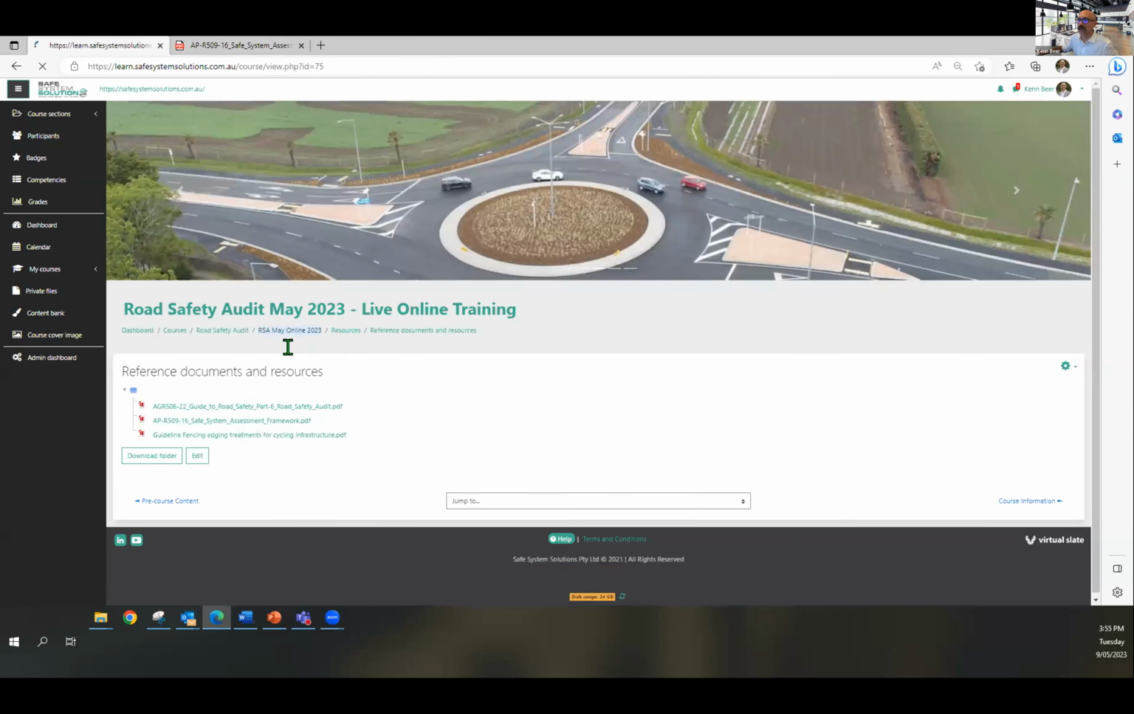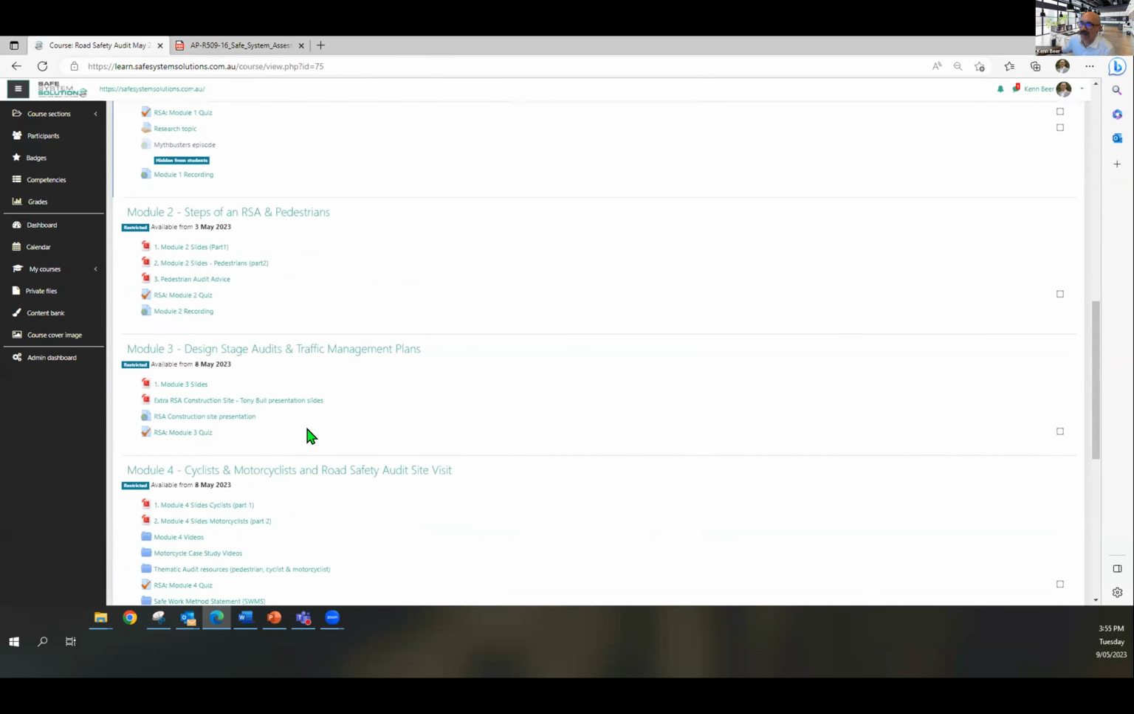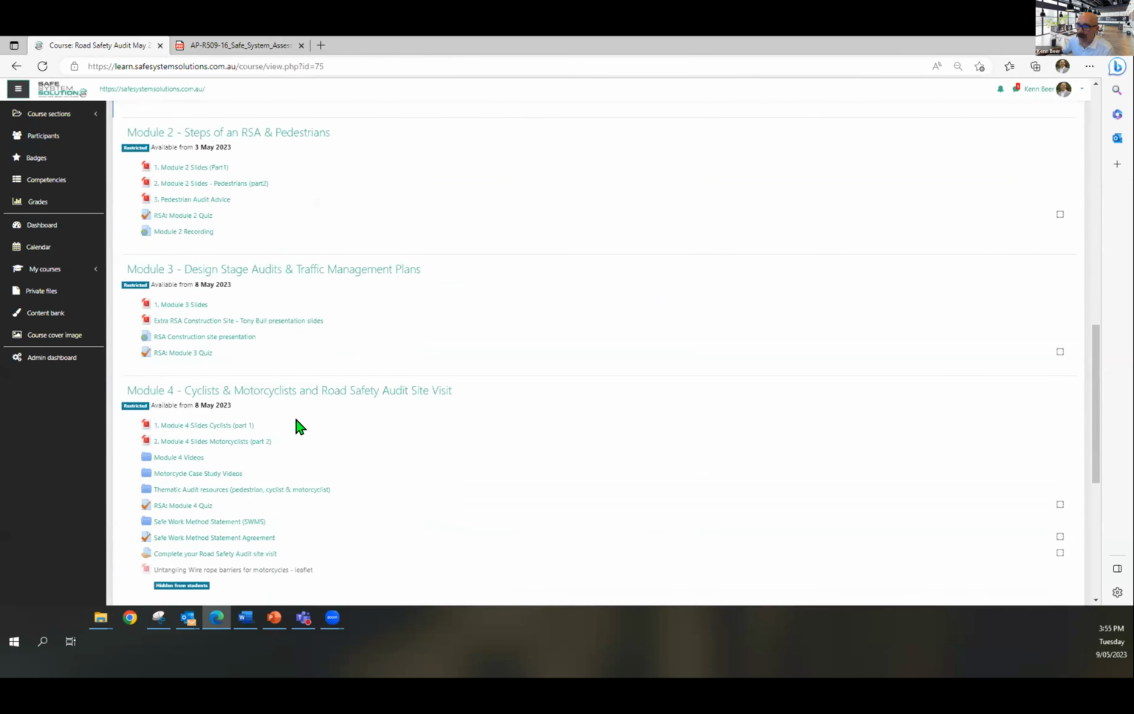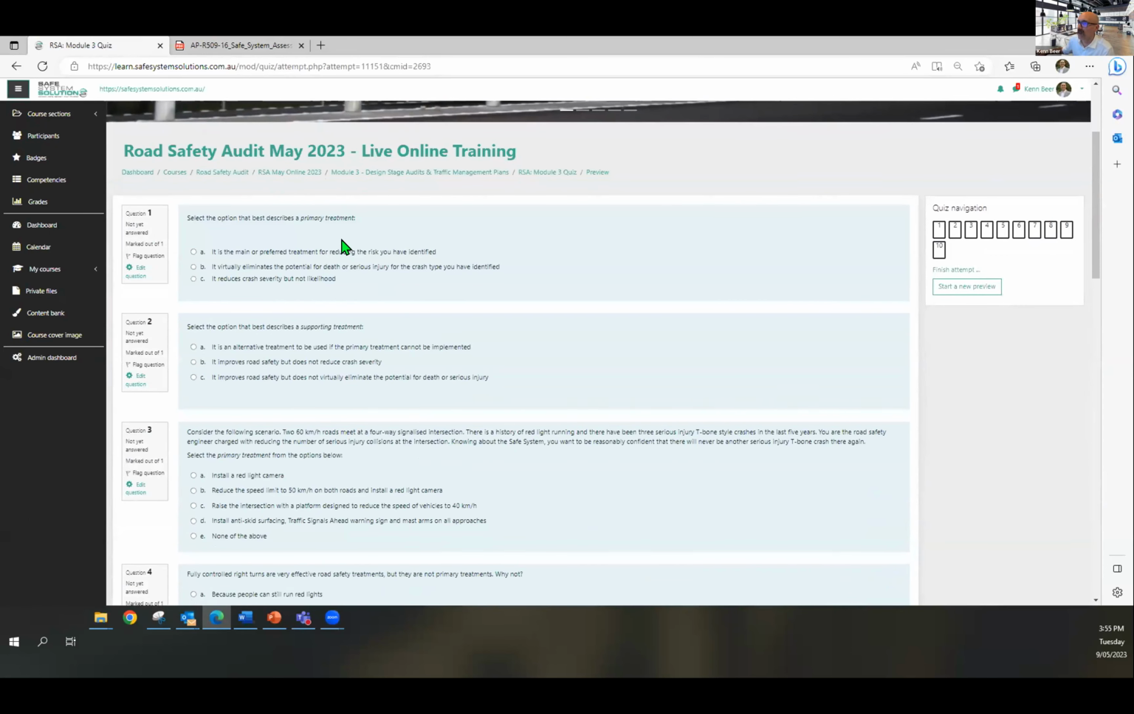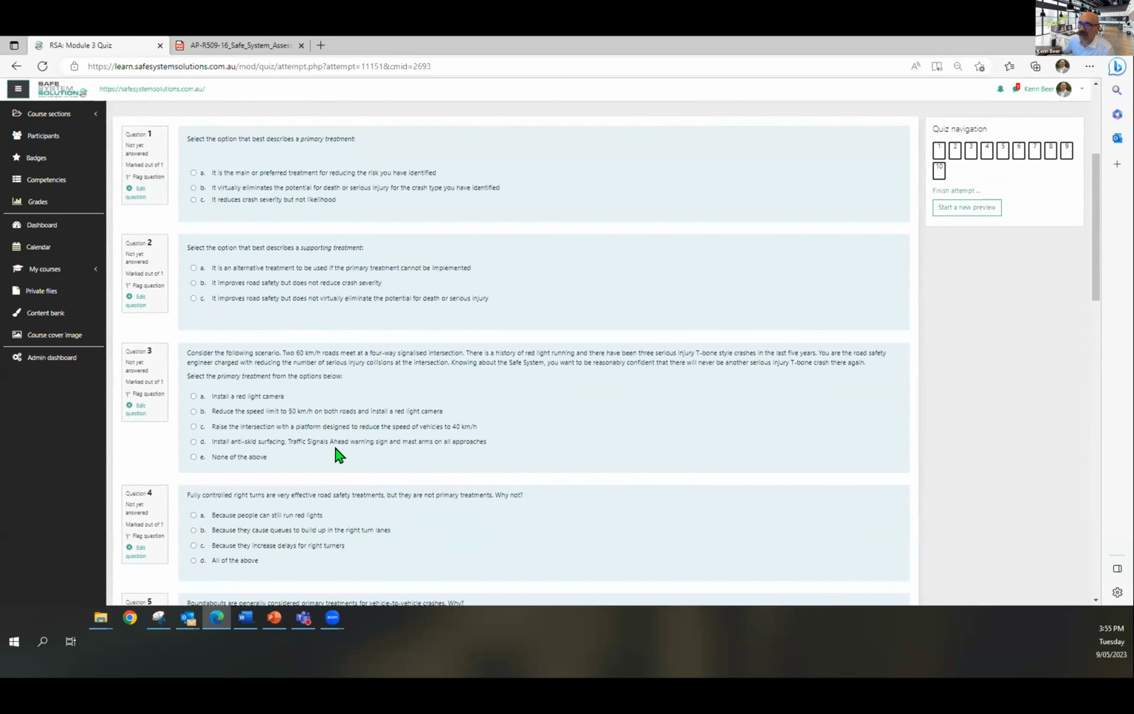So that can be very useful as you're going through your quiz, because today's quiz, as I say, is very much focused on that categorization, and also a little bit of thinking about exposure, likelihood and severity. Select the option that best describes a primary treatment. You can look back at your notes and see which one of those is supporting. Then you've got some scenarios to work through.